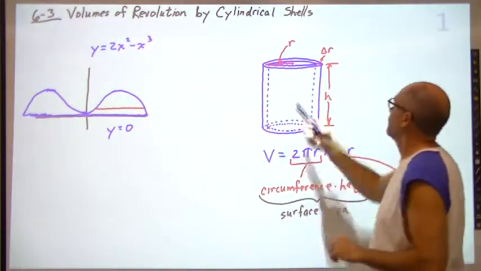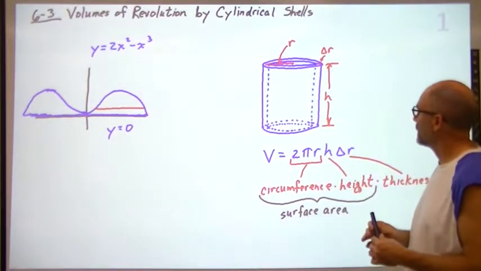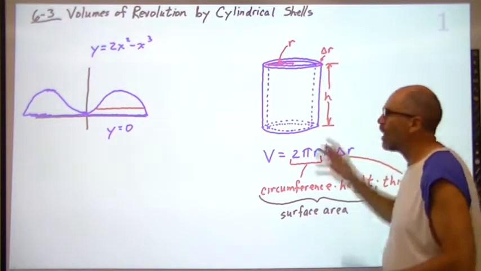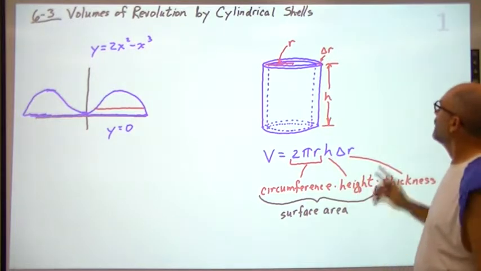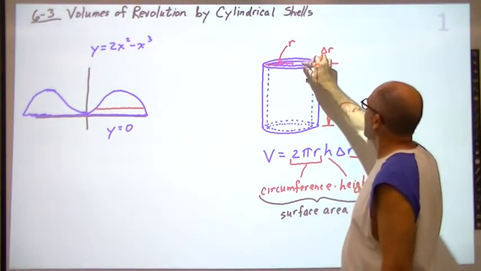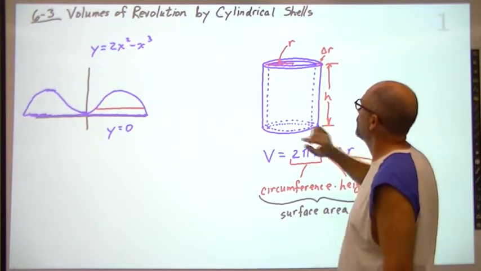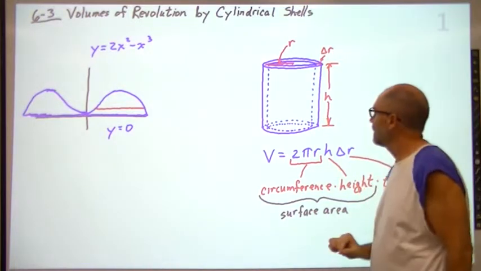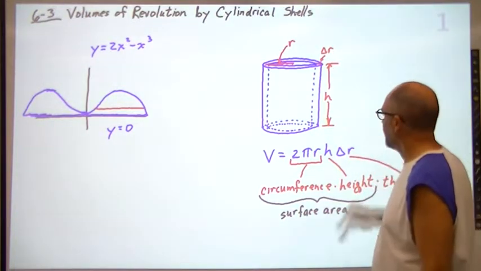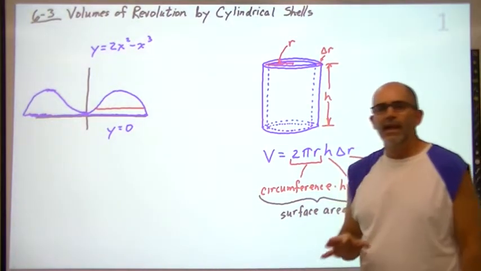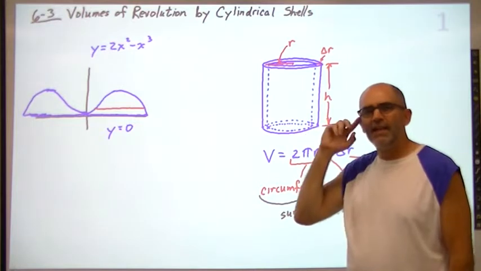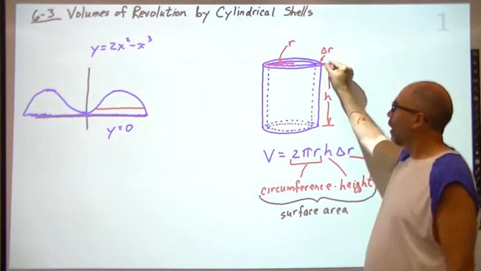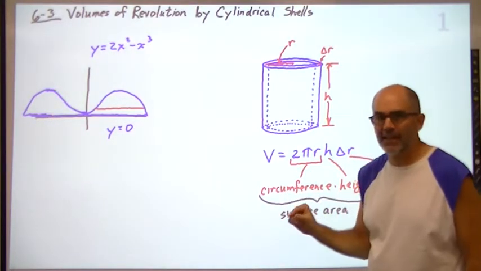Here's the new technique. It's called cylindrical shells. Here's a shell, and it's a cylinder, but it's a hollow cylinder. Now, this cylinder has a radius from the center to the outside wall, and the wall has a thickness. And then we've got a height on the cylinder. Just like the discs and the washers are infinitesimally thin, the walls on your shells are infinitesimally thin.